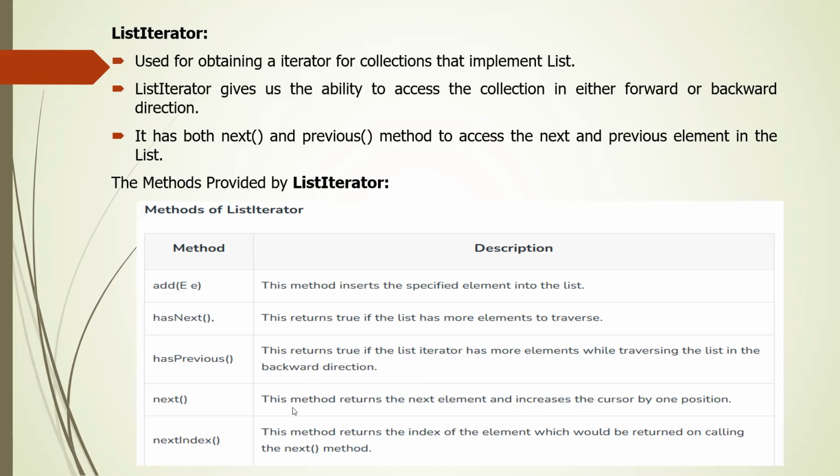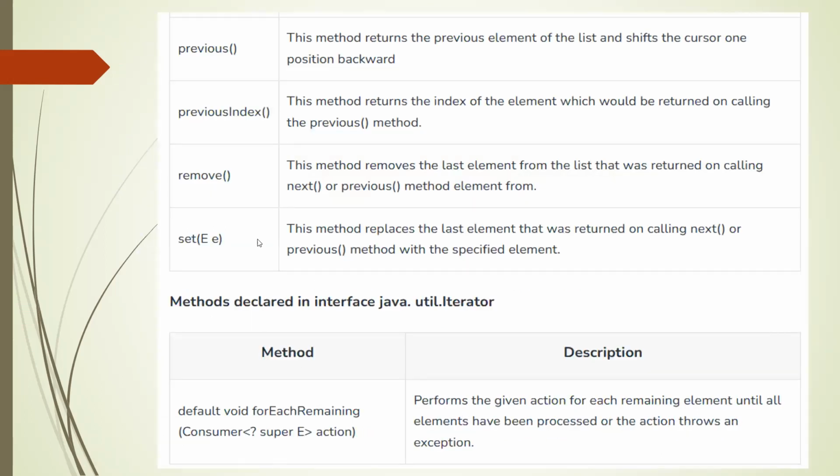The next() method returns the next element that is available in the list and it increases the cursor by one position. nextIndex(). This method returns the index of the next element in the list. There are some more methods available in ListIterator. The previous() method returns the previous element of the list and it shifts the cursor one position backward. It is used for backward traversing.